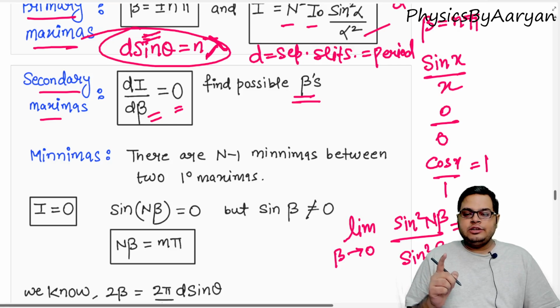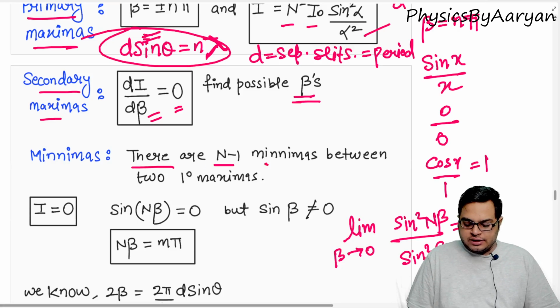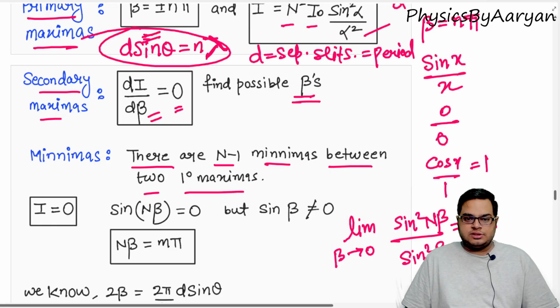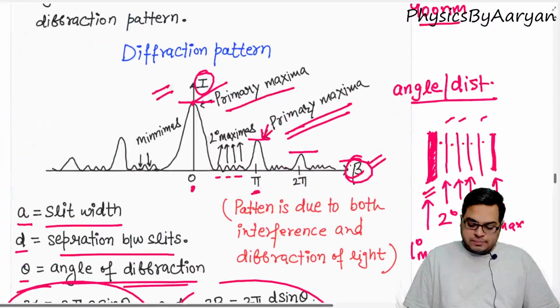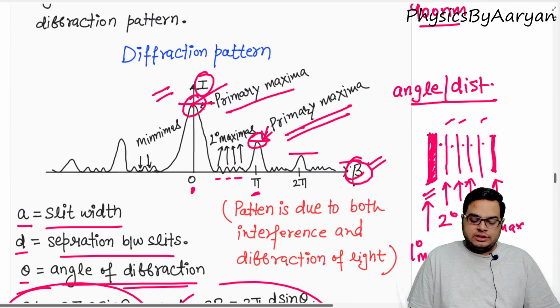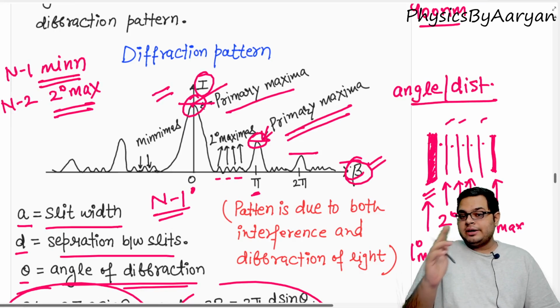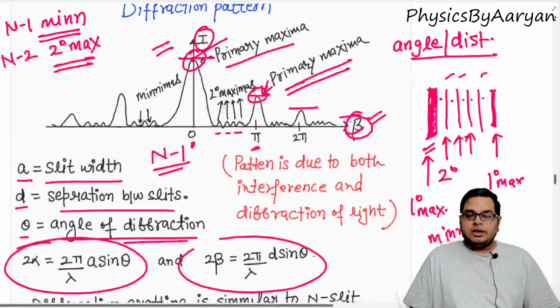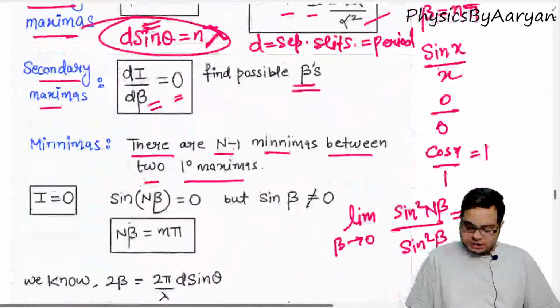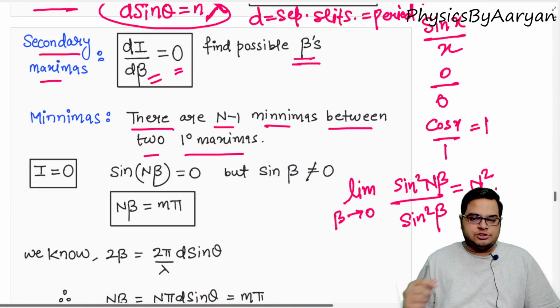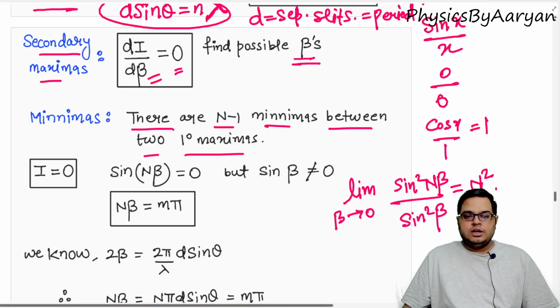First thing you should always remember is that there are n minus 1 minimas between two primary maximas. So between one primary maxima and the second primary maxima, there will be n minus 1 minimas and n minus 2 secondary maxima. This you can also keep in mind. N is the number of slits. How many slits do you have? Clear. So this is one point.